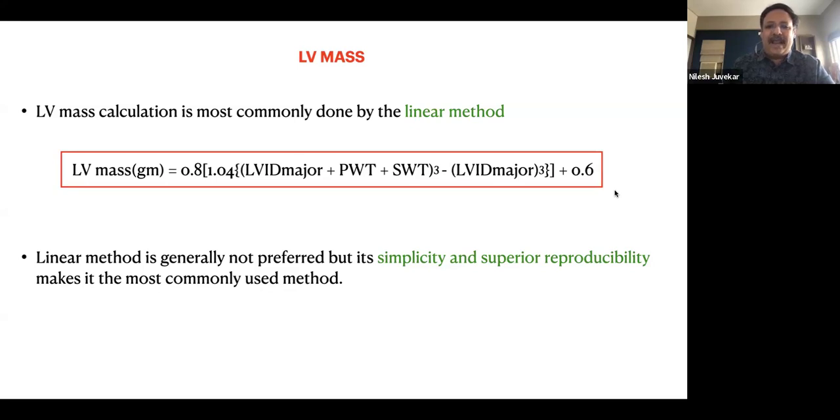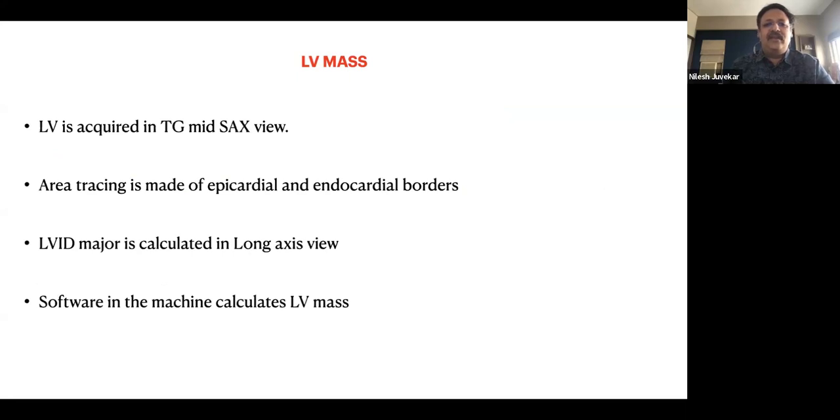However, what we have to do practically in the machine is that we have to acquire the transgastric mid short axis view, and then we have to do the tracing at the epicardial level and the endocardial border. And the LVID major is calculated in the long axis view, and the software in the machine calculates the LV mass for us.